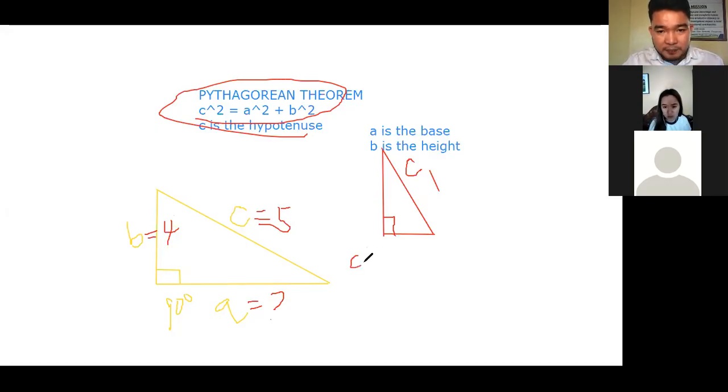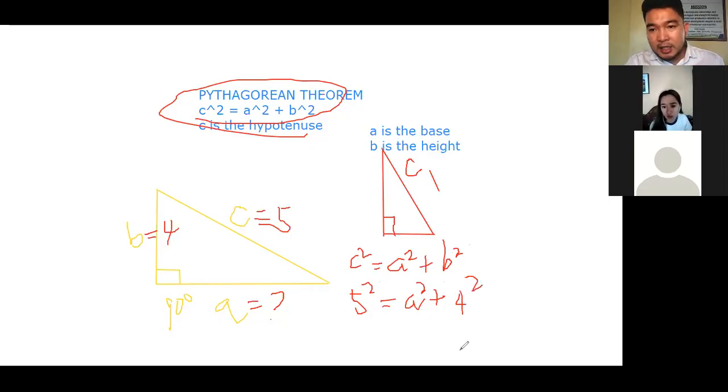You write the formula C squared is equal to A squared plus B squared. And then you substitute the values. We have here the value of C, which is 5. Palitan mo lang si C ng 5, so you will have 5 squared is equal to the unknown variable, which is A. So you rewrite A squared plus B, which is 4. So you will have 4 squared. And then you simplify it. 5 squared is equal to 25, because 5 squared means 5 times 5. So this is 25 equals A squared plus 4 squared, which is equal to 16. Paano siya naging 16? Because 4 squared is equal to 4 times 4.